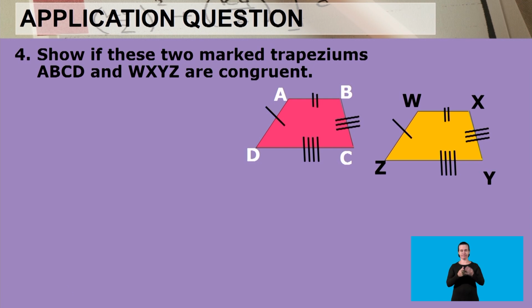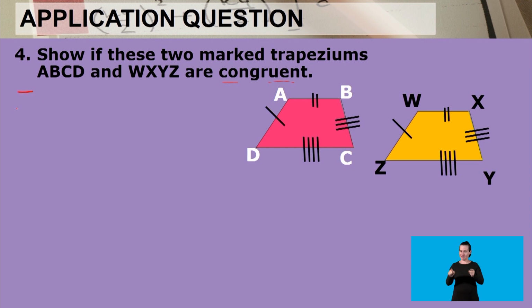Now, the next question. Show if these two marked trapeziums ABCD and WXYZ are congruent. Again, we said we'd look at the sides and the angles to prove congruency, and in this case, they've given us all the sides. Look at side AD and side WZ, they have the same marking. So let's mark them out. What are we dealing with?